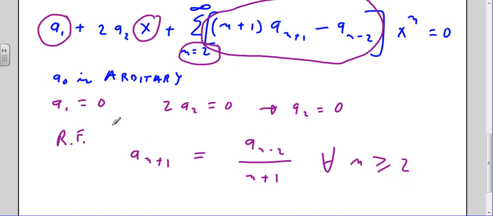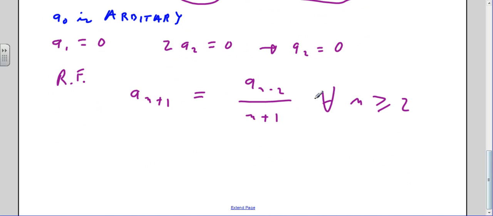All right, so recapping, A0 is arbitrary, A1 is 0, A2 is 0. For n is equal to 2, I'm looking for A3. That's going to be A0 divided by 3. When I look at A4, I get n is equal to 3. So it'd be A1. Well, A1 is 0, so A4 has to be 0.